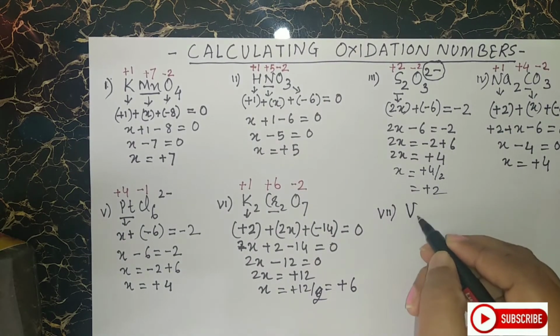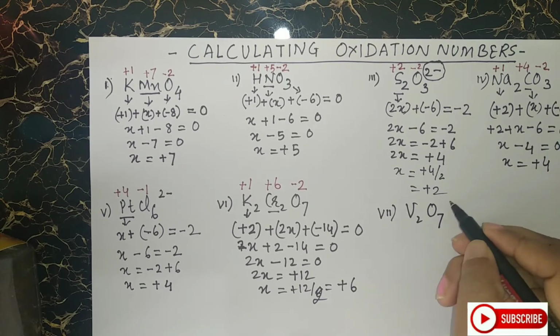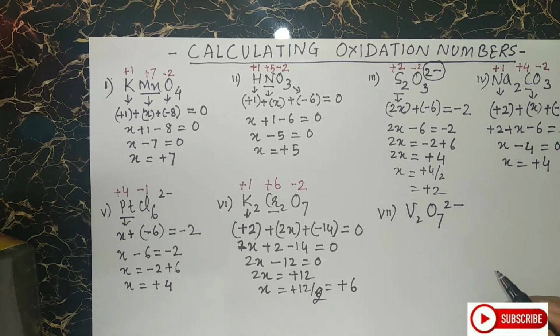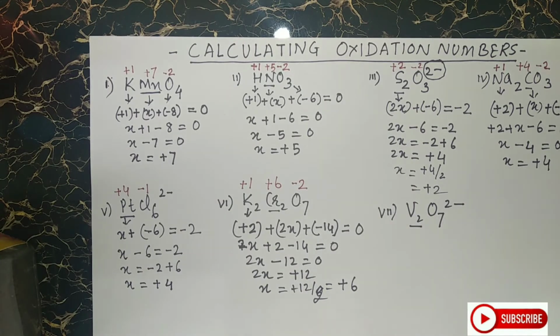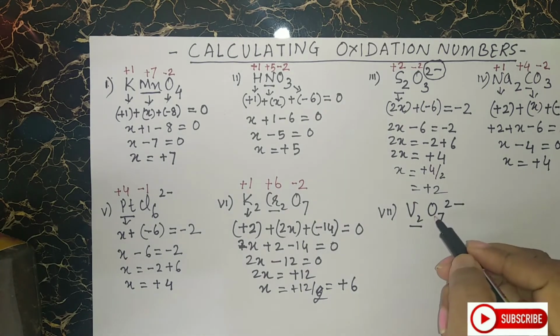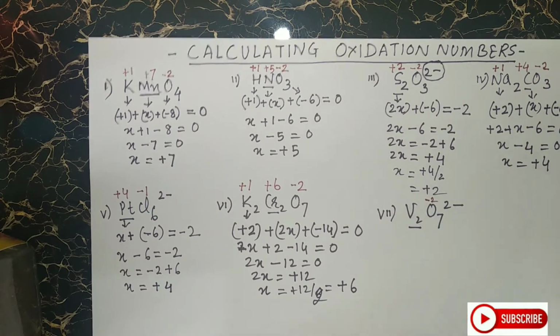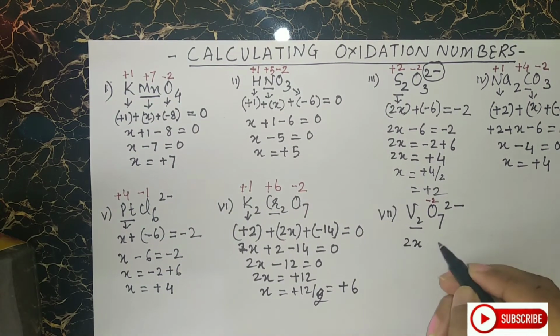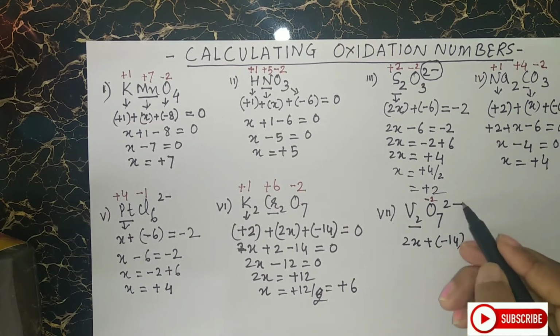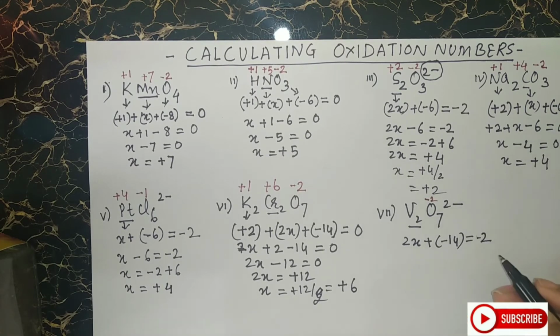That is V2O7 2 minus. This is vanadium heptoxide. Here I am supposed to calculate the oxidation state for vanadium. So let us assign the oxidation number of oxygen. It is minus 2. So start for this. It will be 2x plus oxygen will be minus 14. Total charge will be minus 2 because this is an ion.